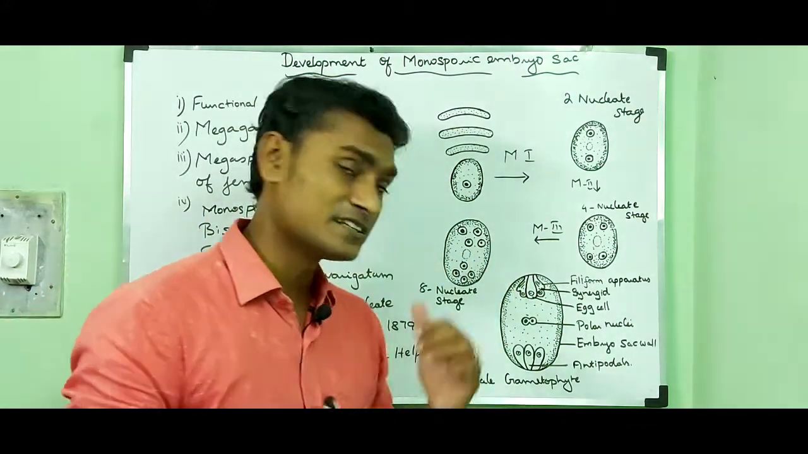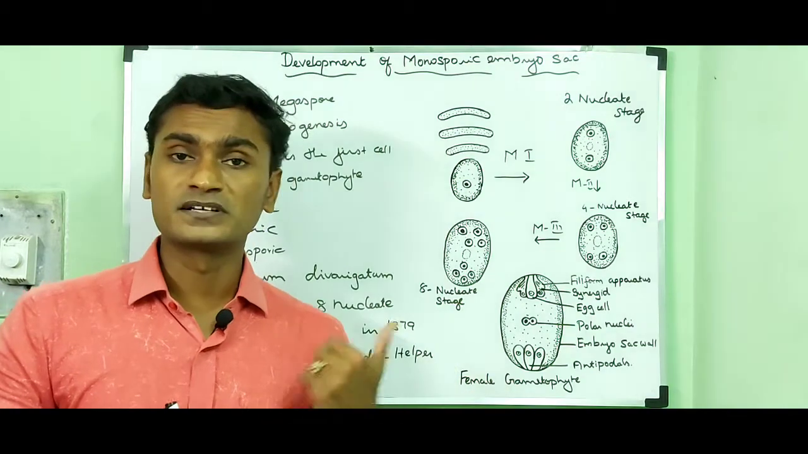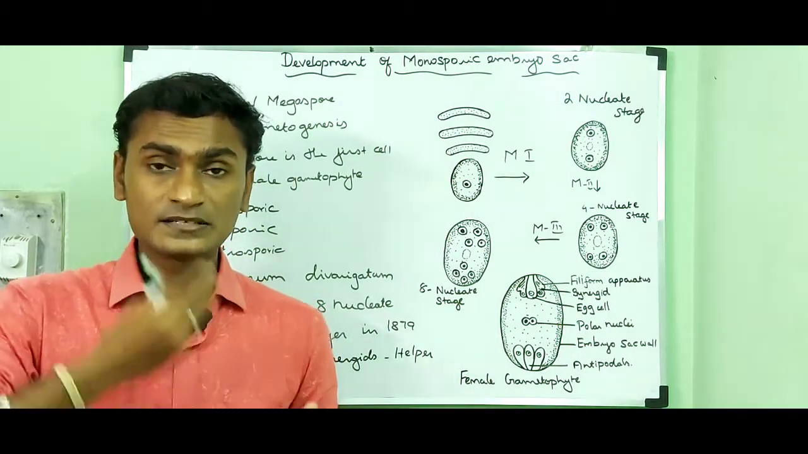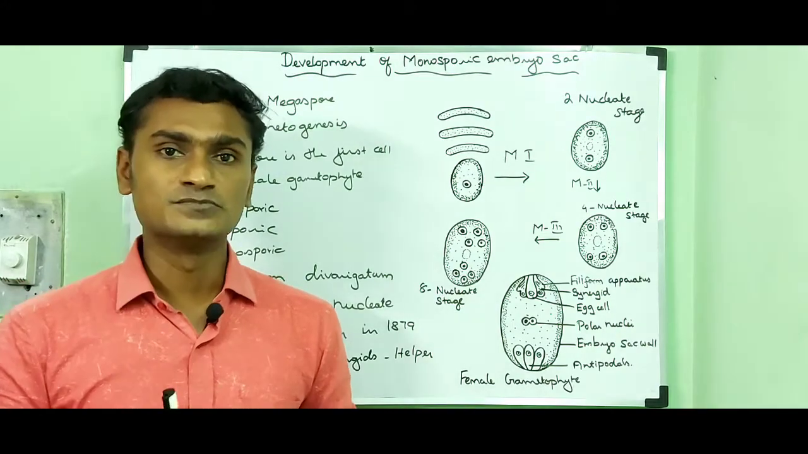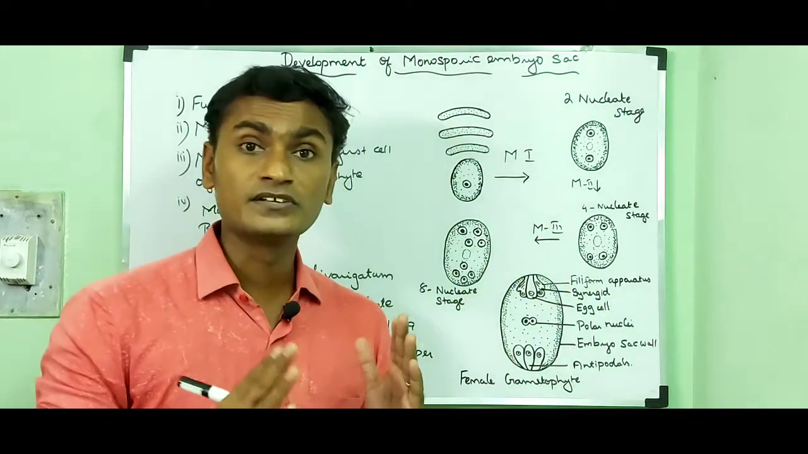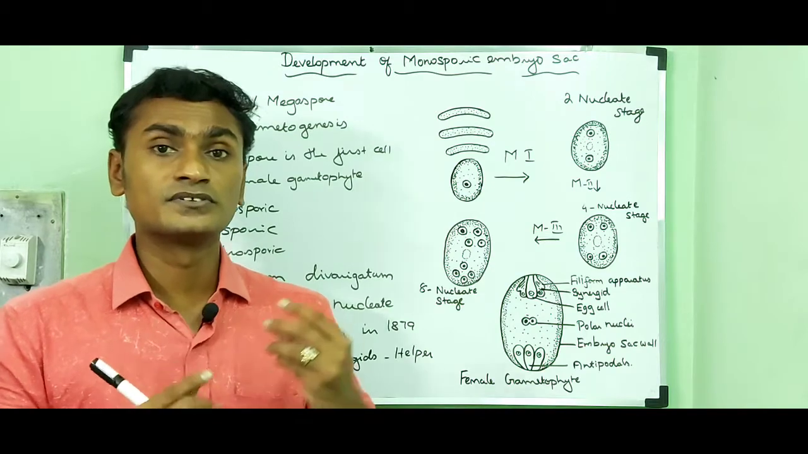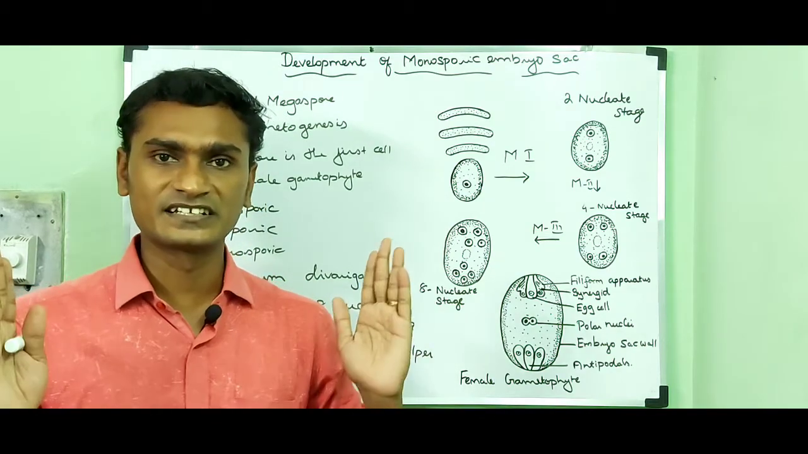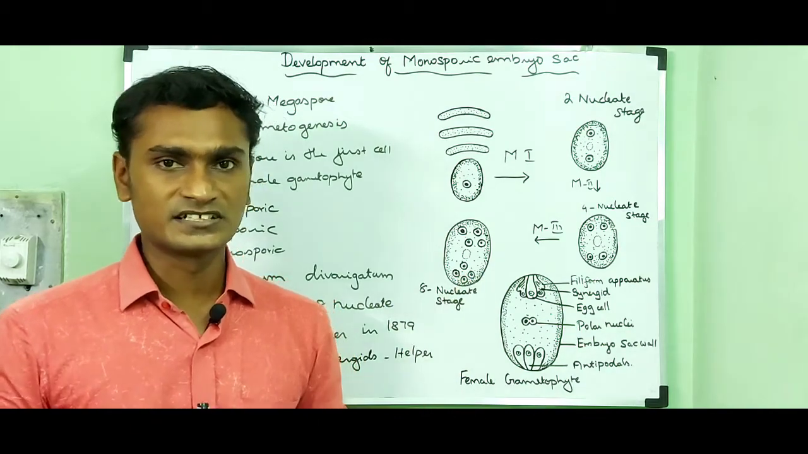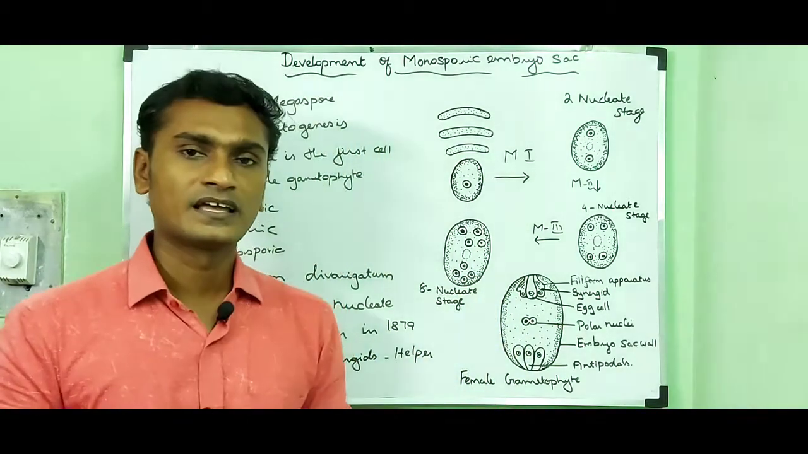இப்போ இந்த synergids என்ன பண்ணுது? Chemotrophic substance secrete பண்ணுது with the help of filiform apparatus. அப்போ அந்த chemotrophic substance ஓட it attracts the pollen tube, it directs the pollen tube to enter into the embryo sac during fertilization. சரிங்களா? அப்போ இந்த synergids are very very important. After the entry of the pollen tube, synergids get degenerated. அது enter ஆகும்போது synergids என்ன ஆயிடும்? Get degenerated.